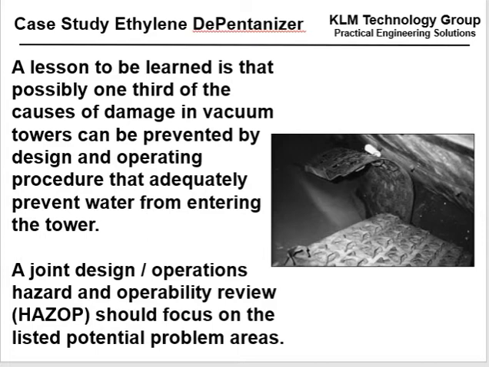We add steam in the bottom of this column. If there's wet steam and water is allowed to come in, we know the ratio of water to steam is about 1,000-to-1. So if I let water enter this hot column, it's going to act like a mini explosion because it's going to go from 1 cup of water to 1,000 cups of steam. Whenever I see a tray that looks like this, it's a good guess that they've allowed water to go into the column. Looks like a mini explosion there. A joint design operations, hazard, and operability review should focus on the listed potential problem areas.